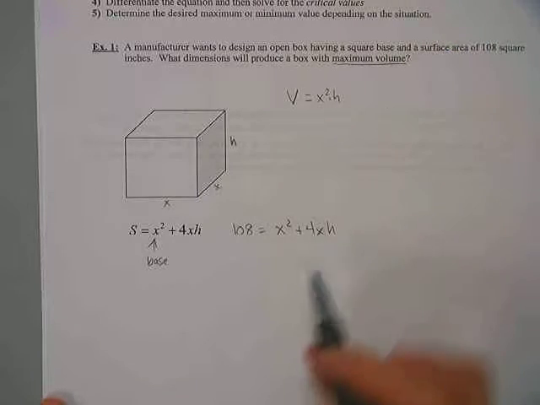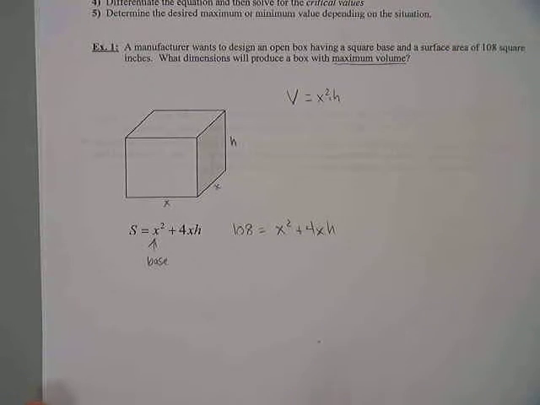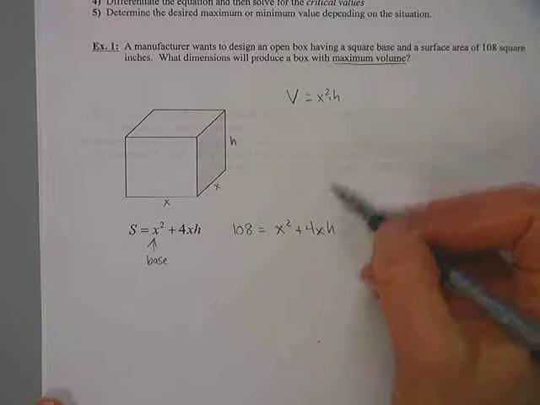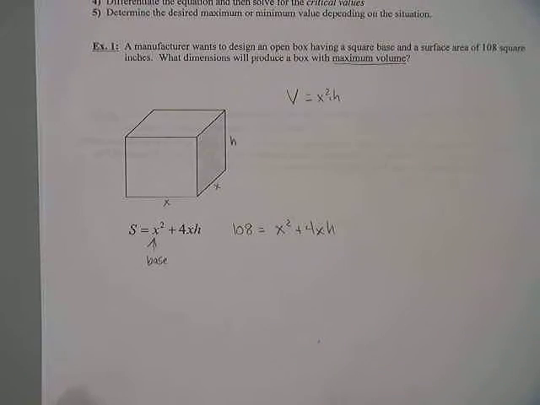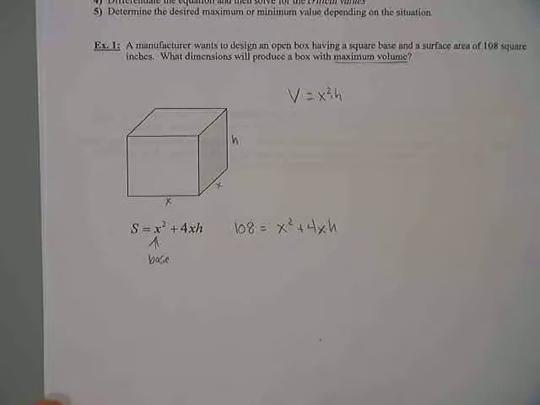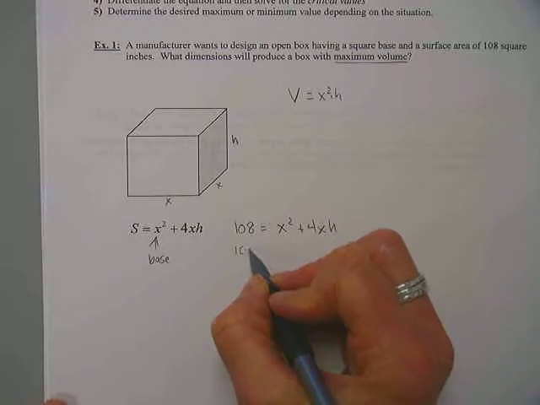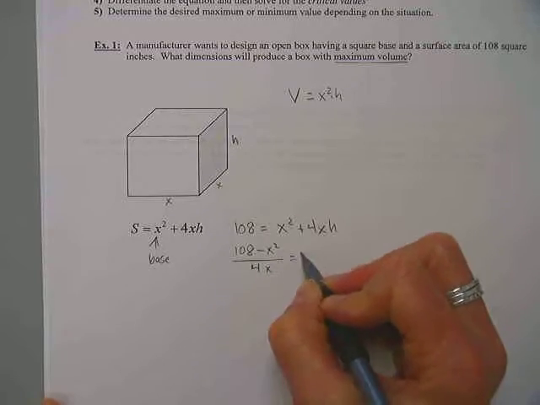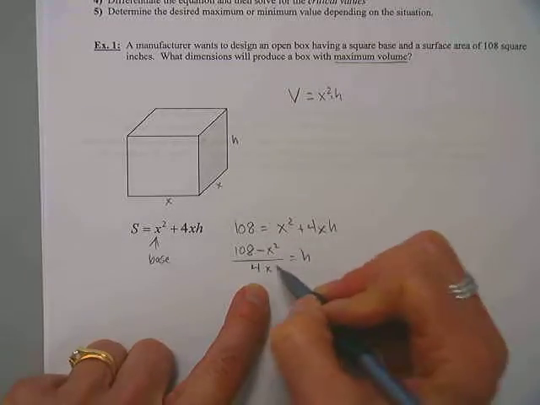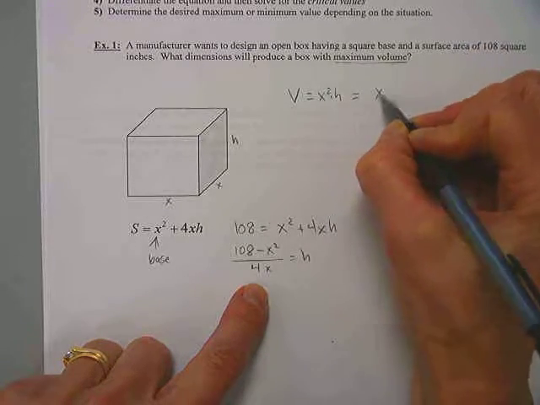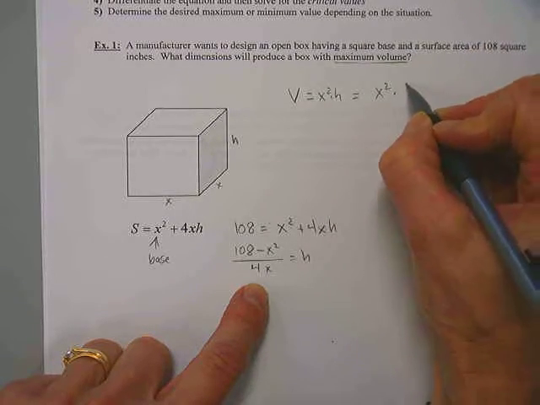What variable am I trying to get rid of in my volume equation? H. This is the one. So what variable do I need to solve for down here? H. I need to solve for H so that whatever H equals, I can put it in my equation. How do I go about solving for H? Minus X squared. All right. Yep, 108 minus X squared, divide by 4X. That gives me my H. Put this in for that one right there.